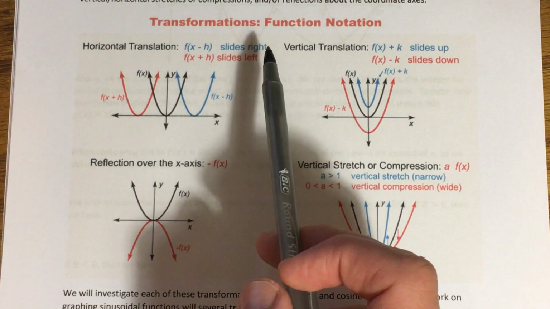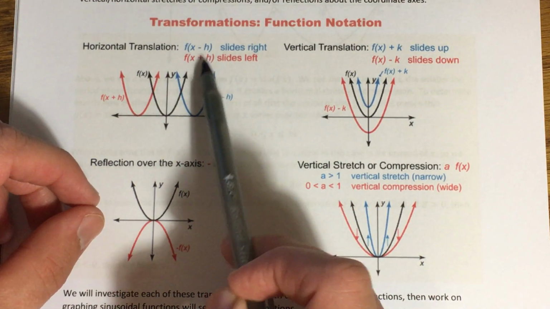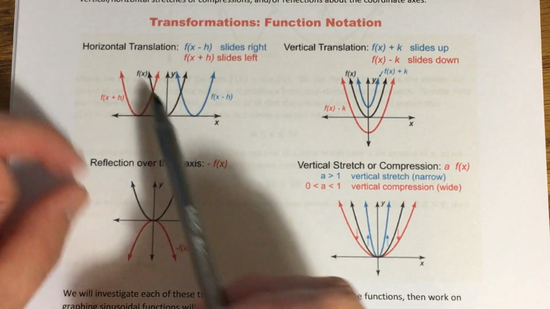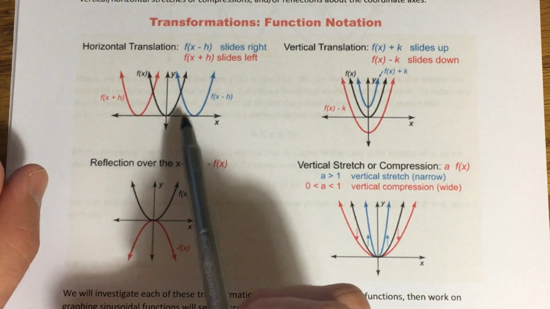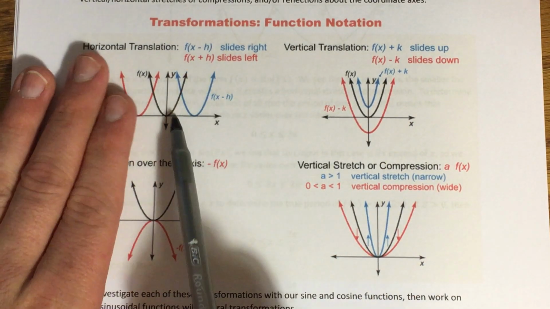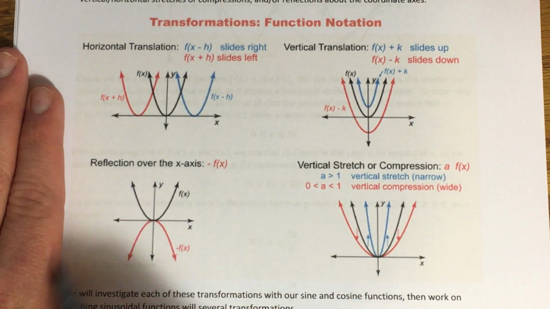So if you have a function f of x, and then if you add or subtract some constant from the input, so f of x minus h or f of x plus h, that creates what's called a horizontal translation. Here, if we think of h as a positive number, if this is a minus, then you're going to see a shift to the right. If it's a plus, you're going to see a shift to the left.